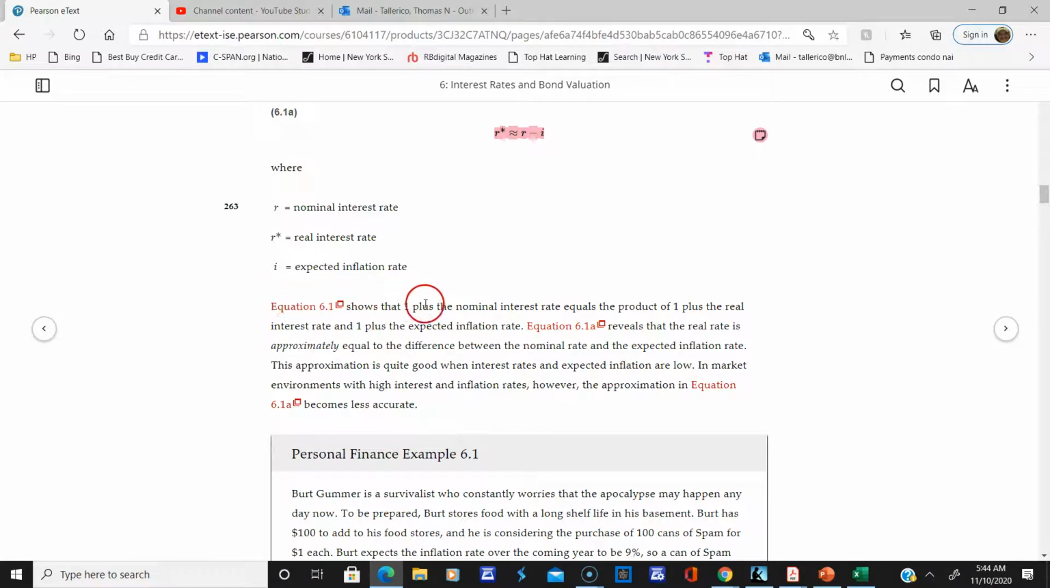So equation 6.1 shows that 1 plus the nominal interest rate equals the product of 1 plus the real rate and 1 plus the expected inflation rate. And again, they say it right here in words, what you see right here. The real rate is approximately equal to the difference between the nominal rate and the expected inflation rate.